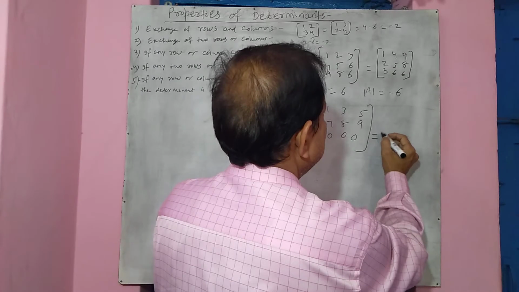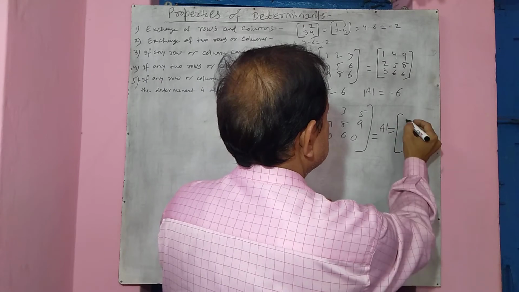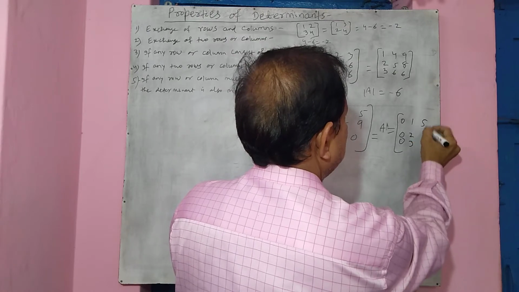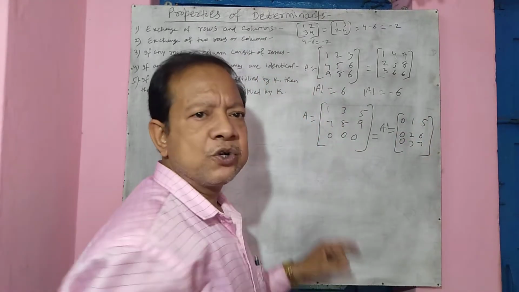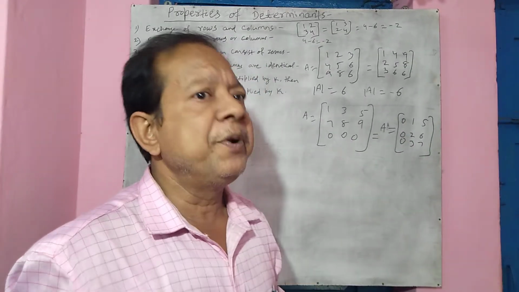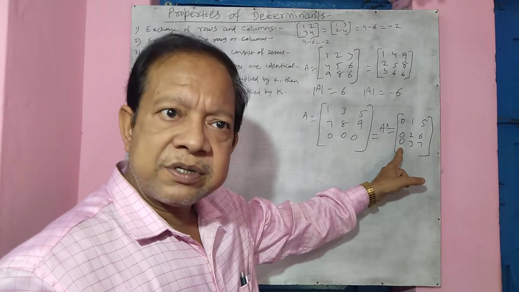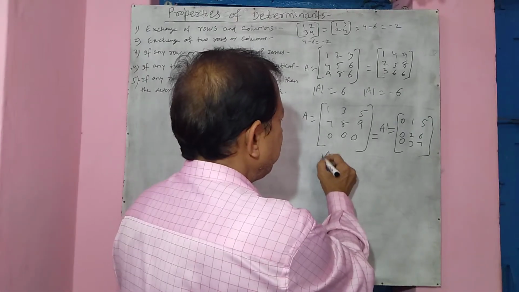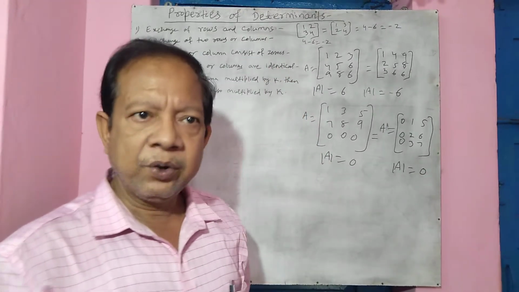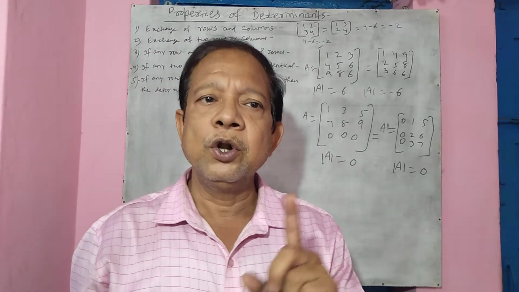Or we can say another matrix: 0, 0, 0, 1, 2, 3, 5, 6, 7. Here one column is also 0. Here one row is 0, one column is 0. So what will be the determinant value in this case? If there is any row or any column which consists of zeros, then the determinant will be 0 in both cases. Any row or any column if it consists of zeros, the value of the determinant will also be 0.